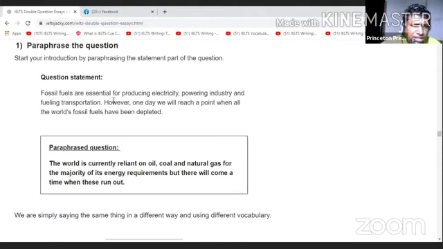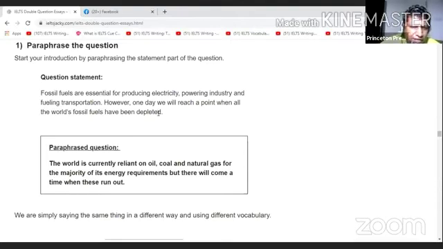Fossil fuels are essential. Essential for paraphrasing means writing in your own words. Don't copy it. Fossil fuels are essential to producing electricity, powering industry, and fueling transportation. However, one day we will reach a point when all the world's fossil fuels have been depleted. How can we rewrite it? The world is currently reliant on oil, coal, and natural gas for the majority of its energy requirements. But there will come a time when these run out.